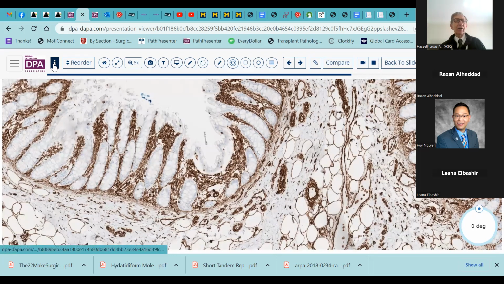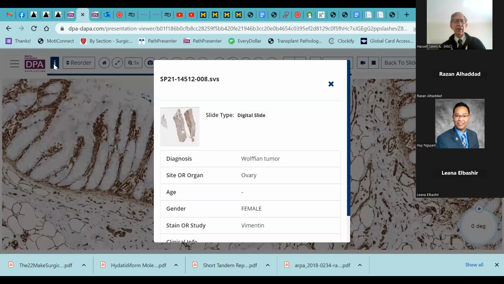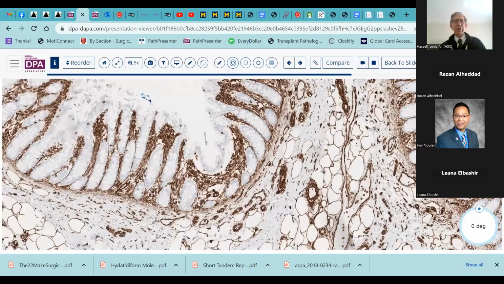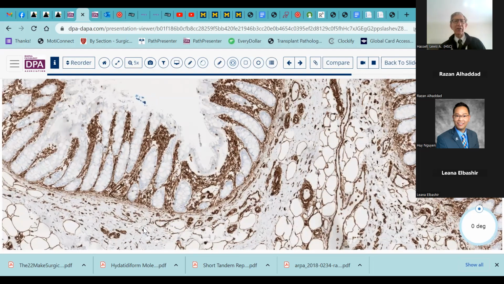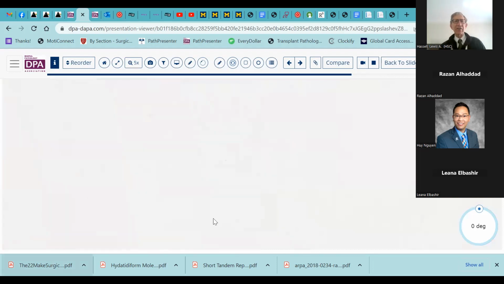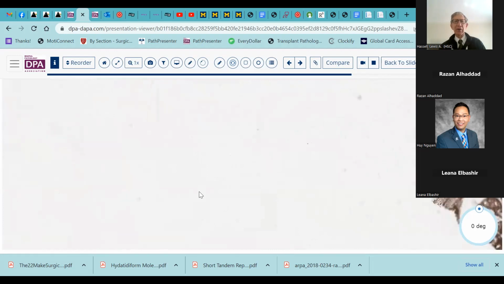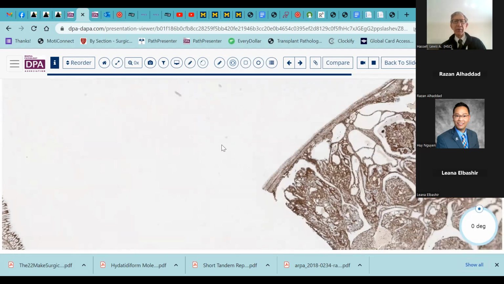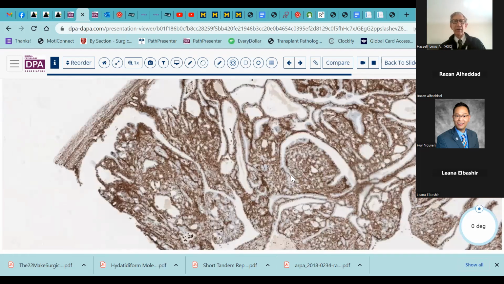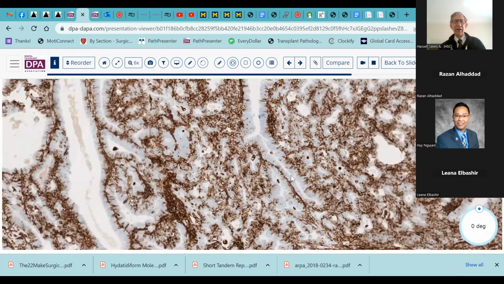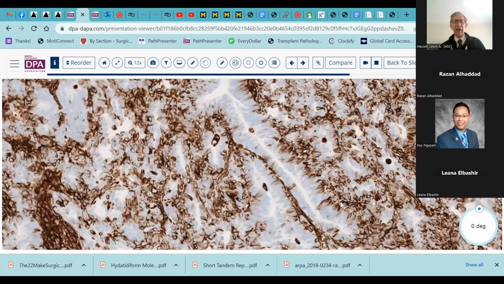So if I'm correct here, this is a Vimentin stain. So let's look and see what Vimentin does, as that's a commonly used marker for endometrial type epithelium. And lo and behold, we see that there's a fair bit of staining here in these cells. So here's sort of one vote to say, oh, this could be endometrioid.